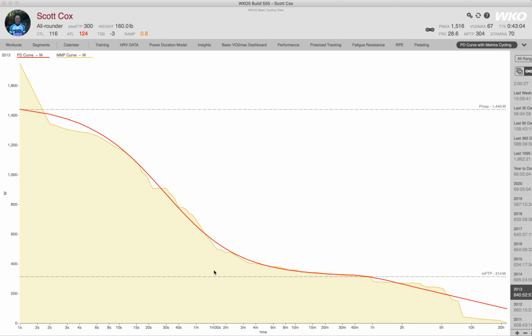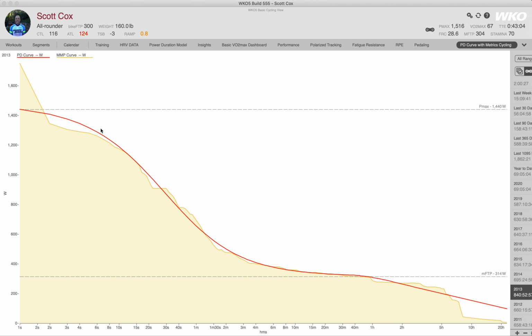So the model's only as good as the data I give it. So if my power meter is giving inconsistent bad data, then these metrics aren't going to be reliable. I'm not going to be able to track things. So it's important to have good data there. This part of the curve, this is 1 second over here. This is out to 20 plus hours over here.